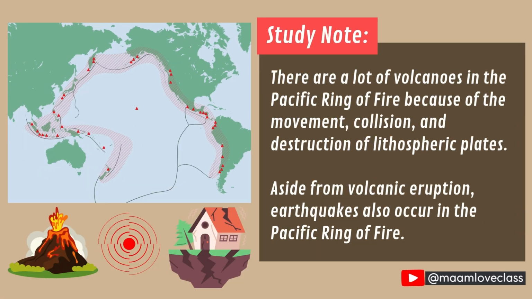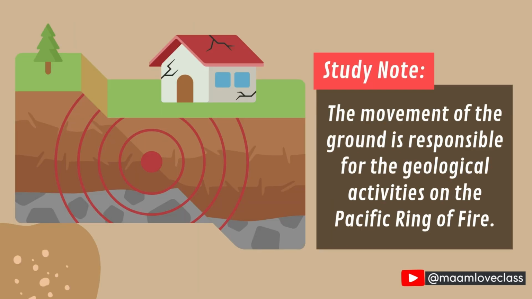There are a lot of volcanoes in the Pacific Ring of Fire because of the movement, collision, and destruction of lithospheric plates. Aside from volcanic eruption, earthquakes also occur in the Pacific Ring of Fire. The movement of the ground is responsible for the geological activities on the Pacific Ring of Fire.